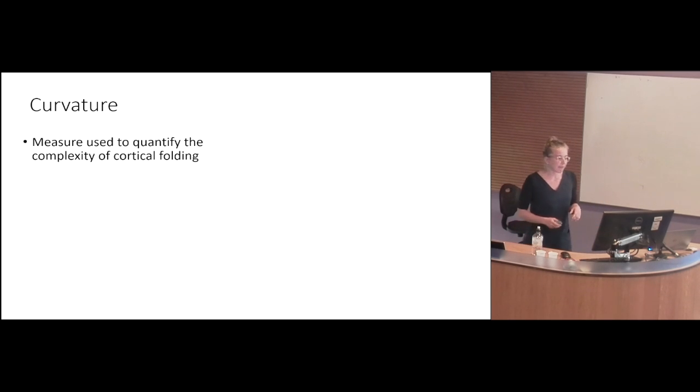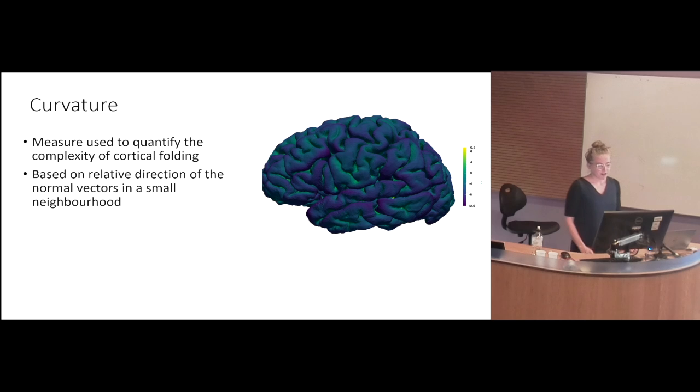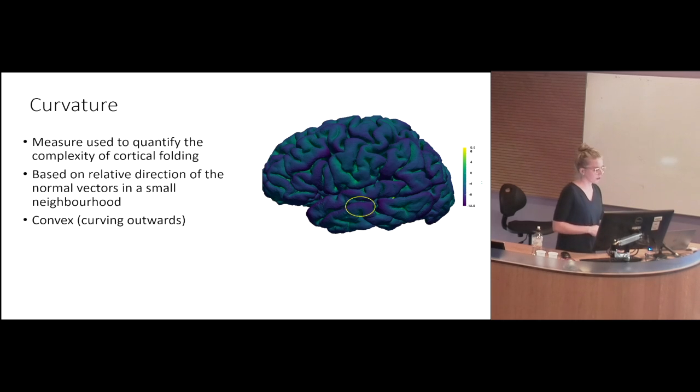So the idea is that curvature is a measure used to quantify the complexity of cortical folding, and it's based on the relative direction of normal vectors in a small neighborhood. Essentially what that means is that you get maps like this, and so you have a difference of scale of curvature that indicates how curved any one region of the brain is. The way to quantify curvature is by either having it curving outwards, convex, or curving like right there, or curving inwards, concave, like right there.